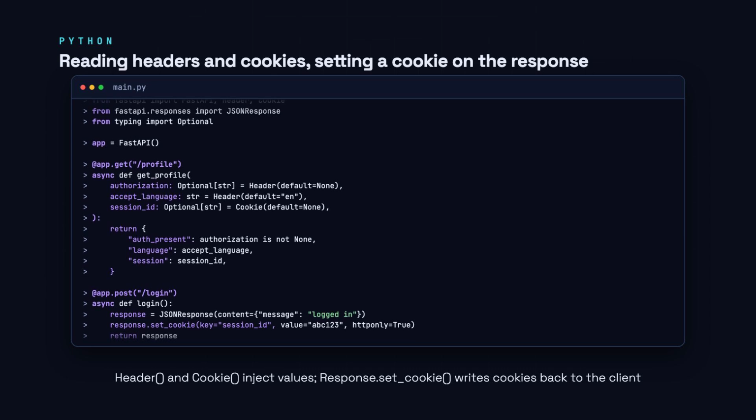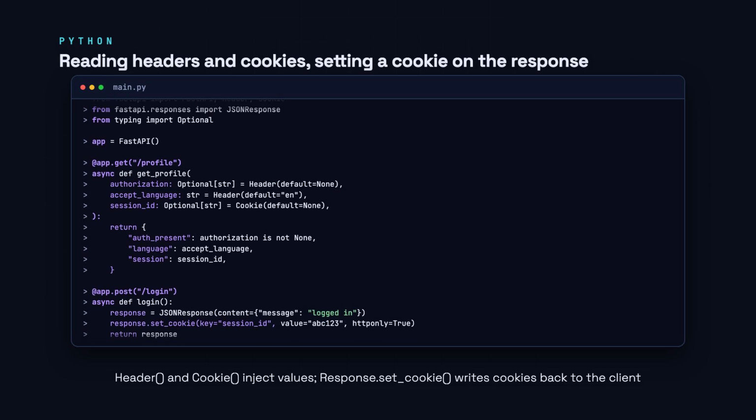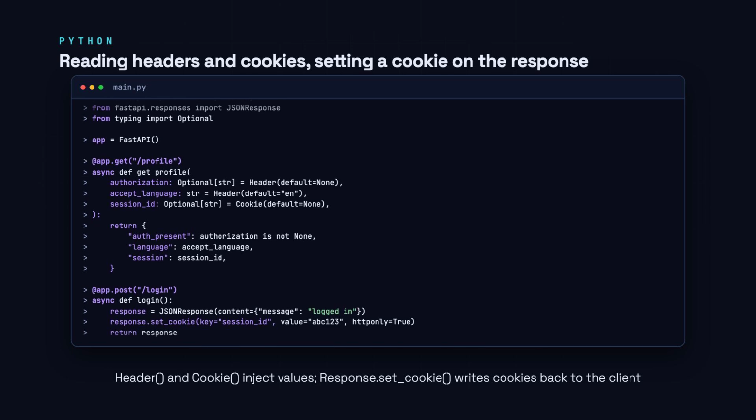In the login route, we build a JSON response manually, then call set_cookie on it to attach a Set-Cookie header to the outgoing response, marking it HTTP only, so JavaScript cannot read it.